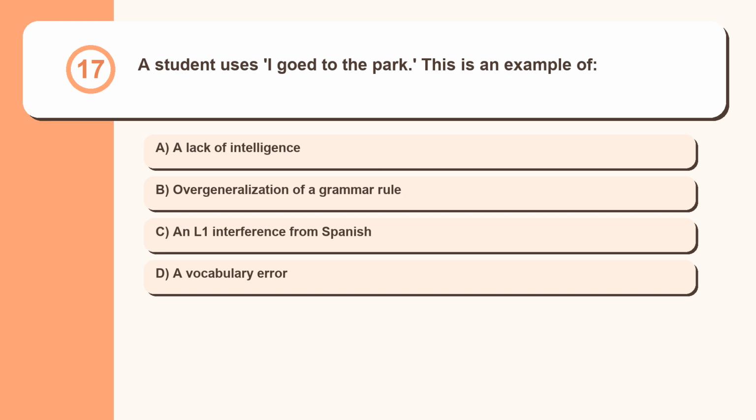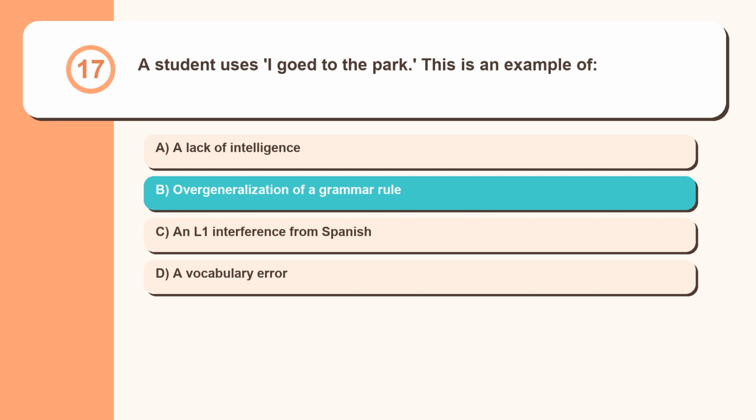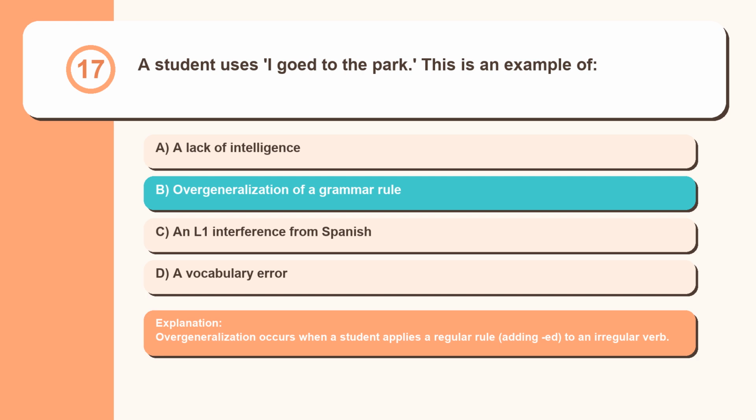Question 17. A student says, "I go to the park yesterday." This is an example of a lack of intelligence, overgeneralization of a grammar rule, an L1 interference from Spanish, a vocabulary error. Overgeneralization occurs when a student applies a regular rule, like adding -ed to an irregular verb.